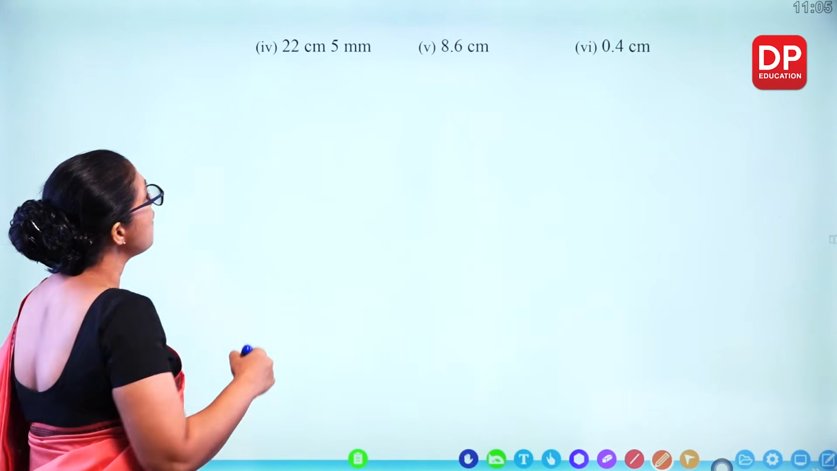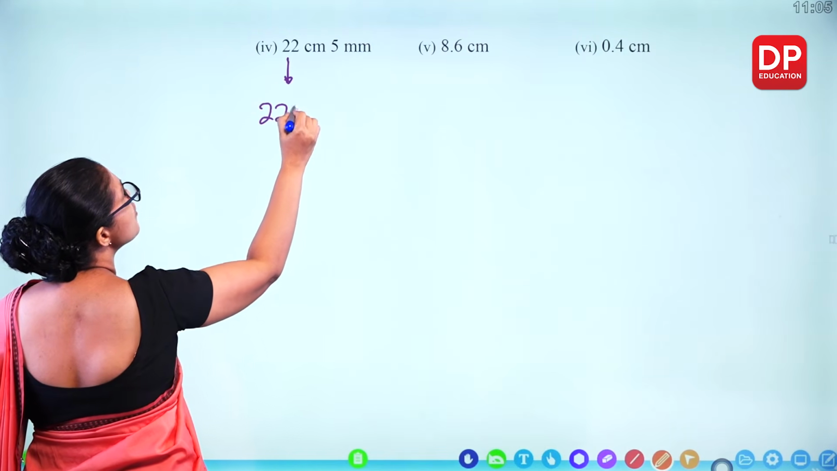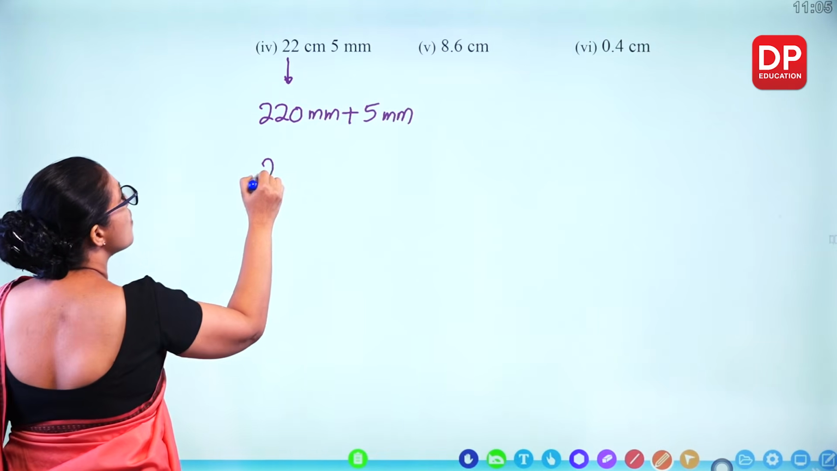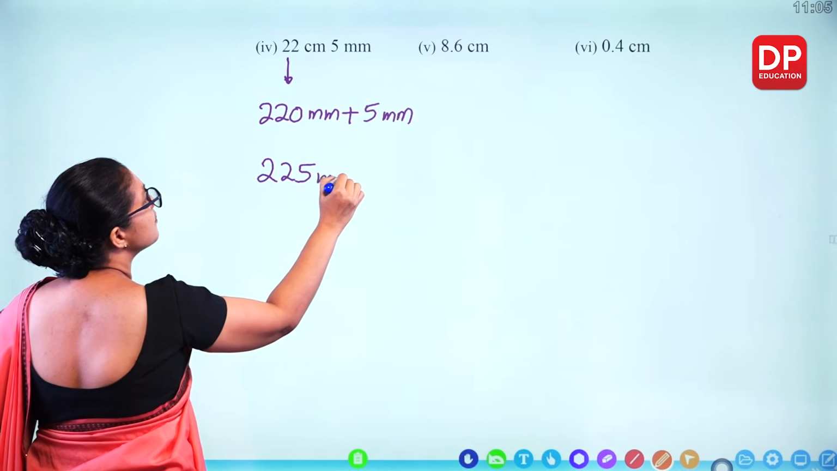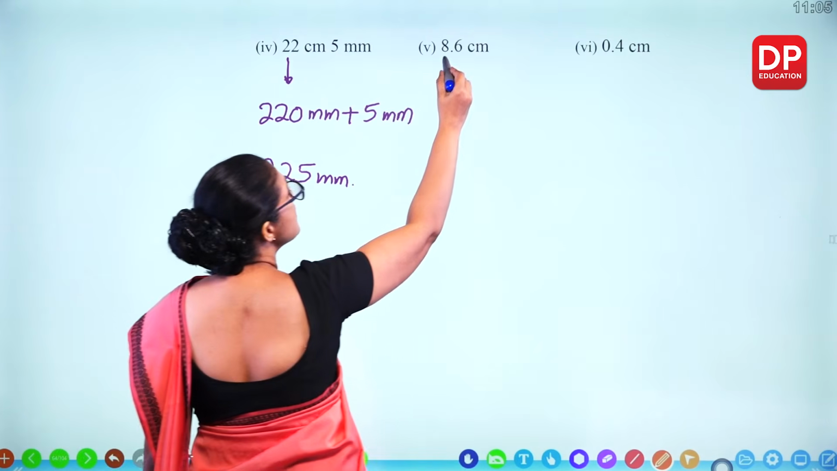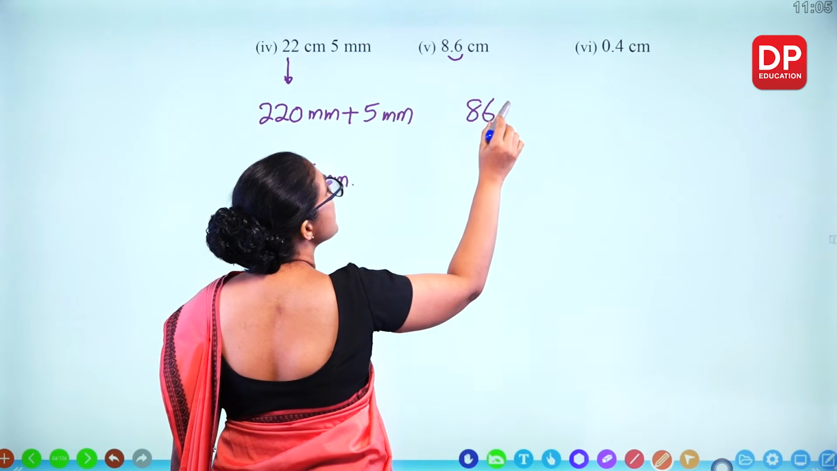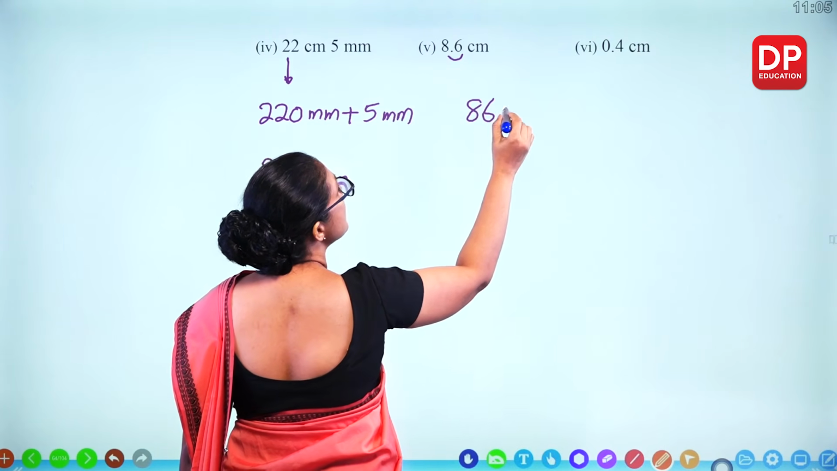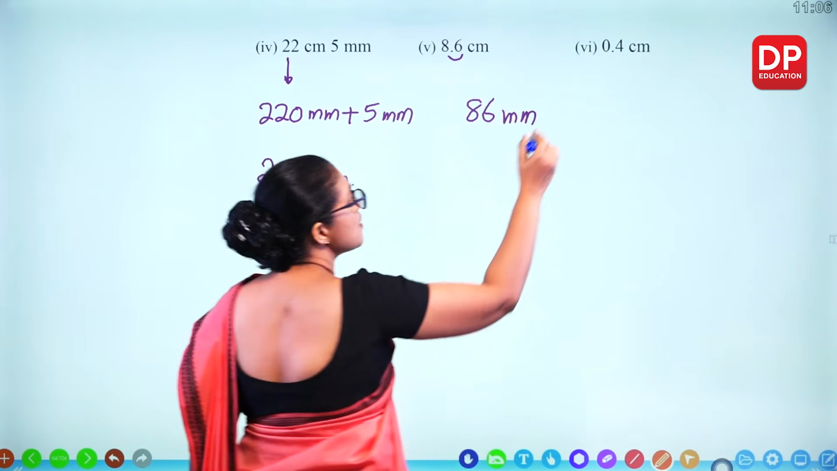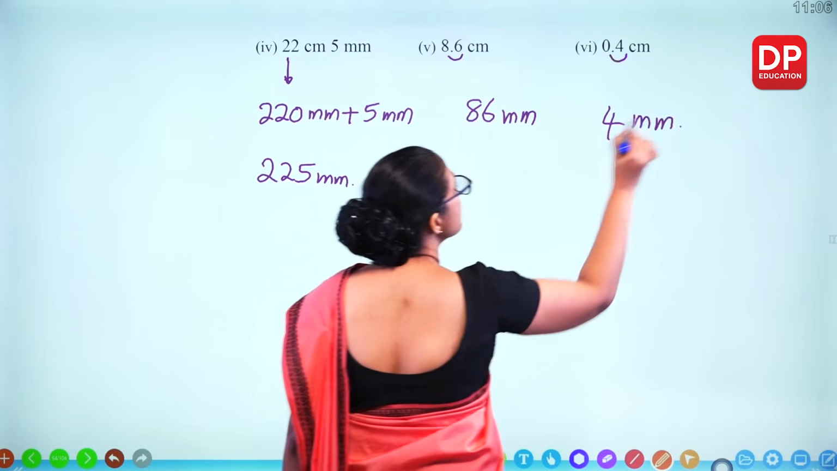22 centimeters and 5 millimeters. When you convert this, you get 220 millimeters plus 5. The answer is 225 millimeters. 8.6 multiplied by 10. When you multiply by 10, the decimal place moves to the right by 1 place. 86 millimeters. 0.4 centimeter, move the decimal place 1 place to the right. 4 millimeters.